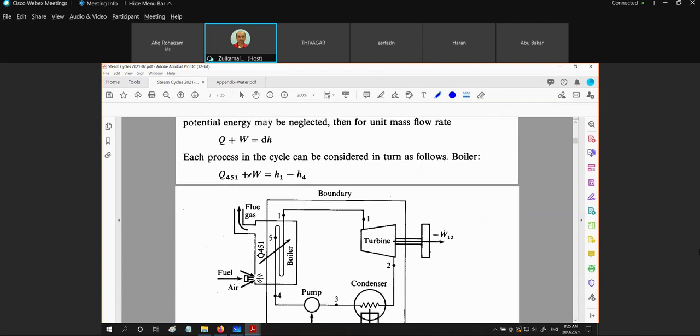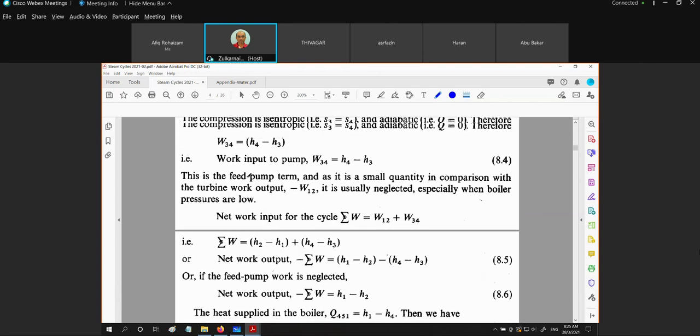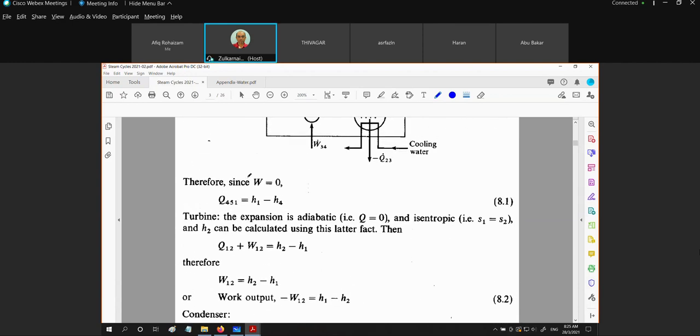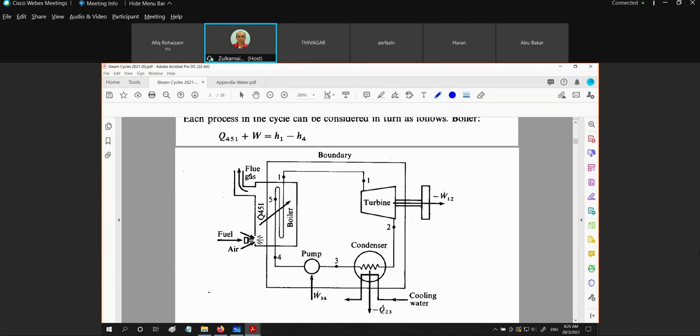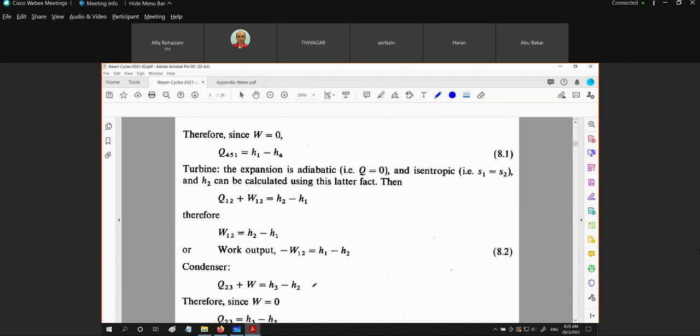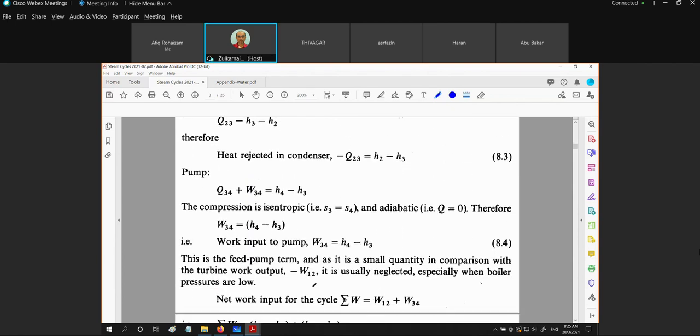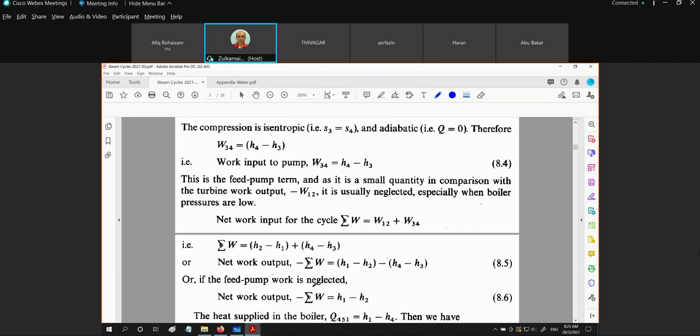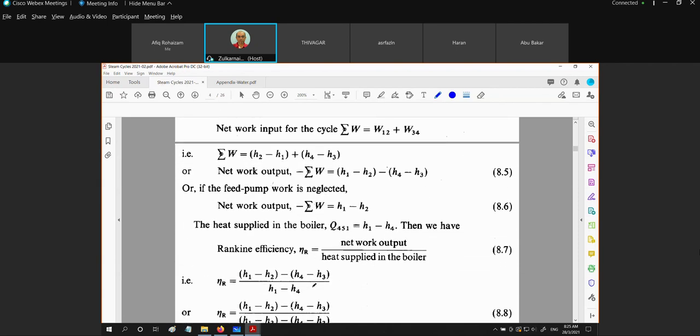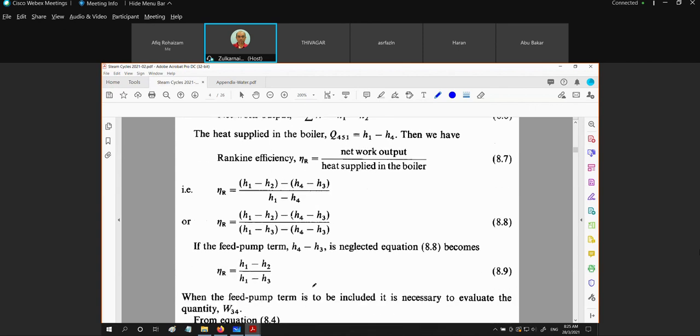Okay, so this is all the analysis involved. This is a schematic diagram, a very detailed schematic diagram. This is Q41, you see Q451, because there is a state 5 right there. Turbine 1, 2, condenser 3, 4, and this feed water pump W3-4. Right? Okay. All the analysis involved. Wnet, Q in. So this is the final equation.